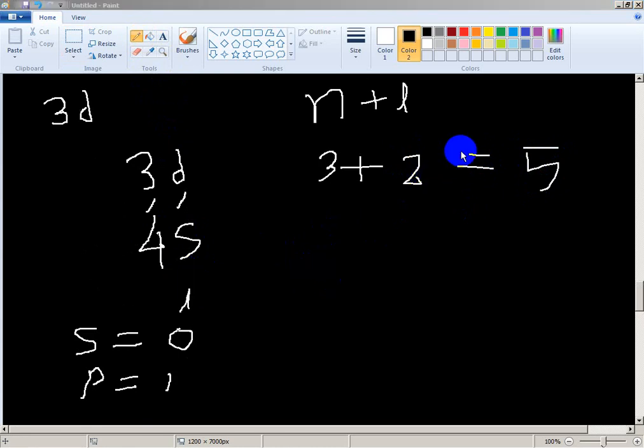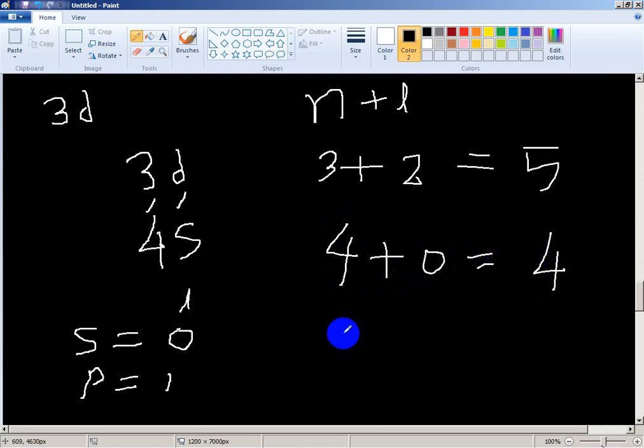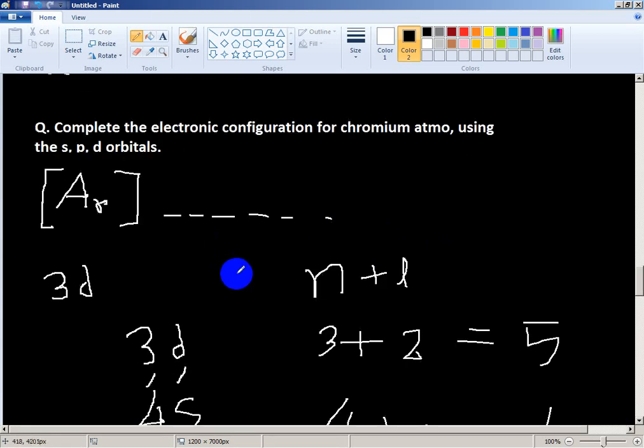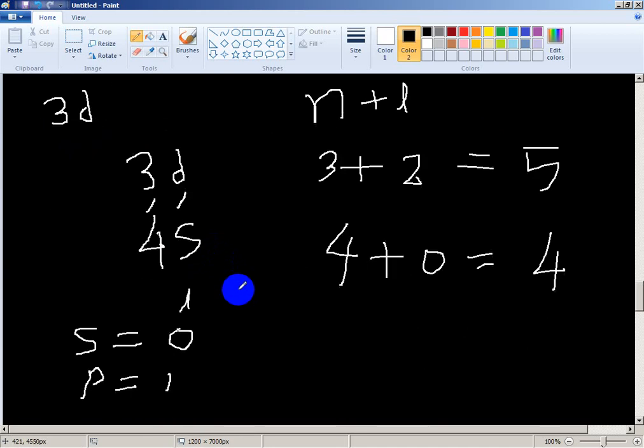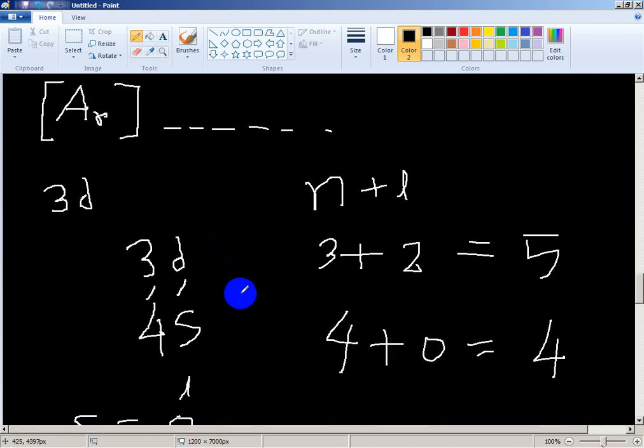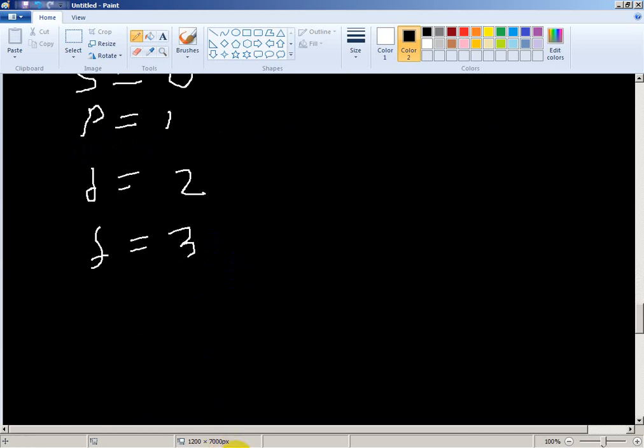Ten minutes remaining. You will join the same link. For the 4s orbital, what is n? 4. What is l? 0. Total is 4. So which orbital is at the lower energy level, 3d or 4s? 4s. So 4s is at the lower energy level, and 4s is entered first. For this reason, the 4s orbital is filled first. Now, this is the exception.